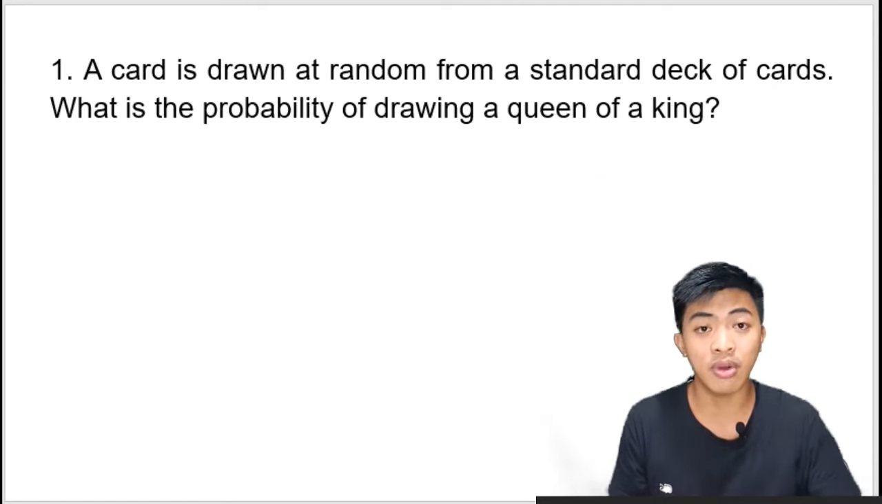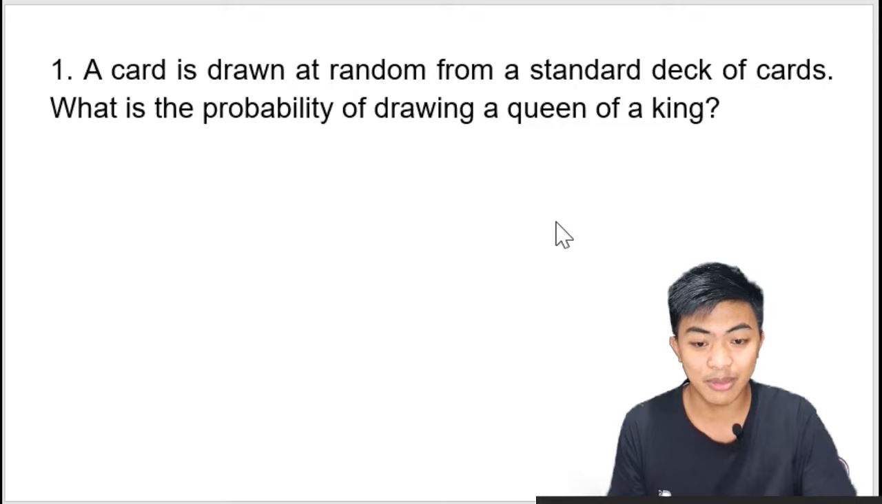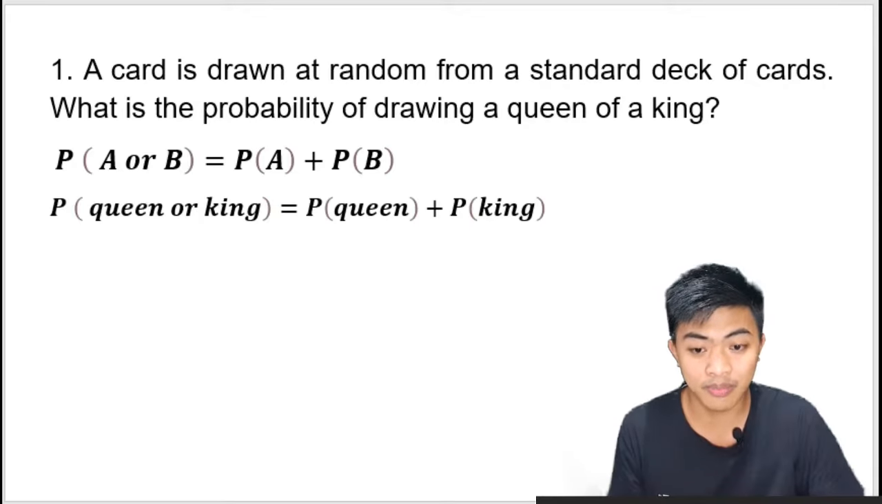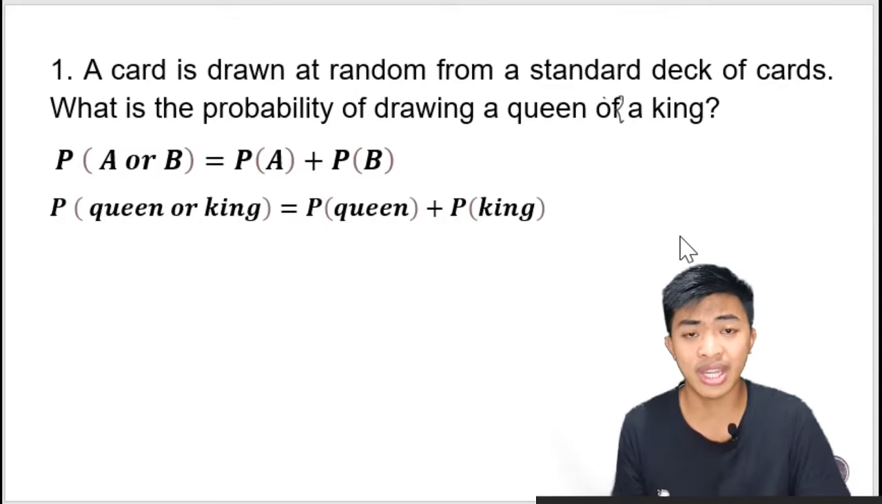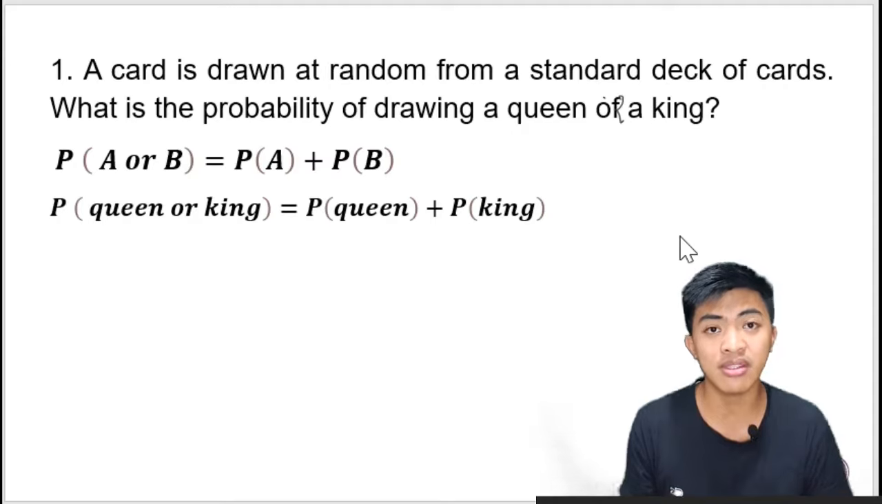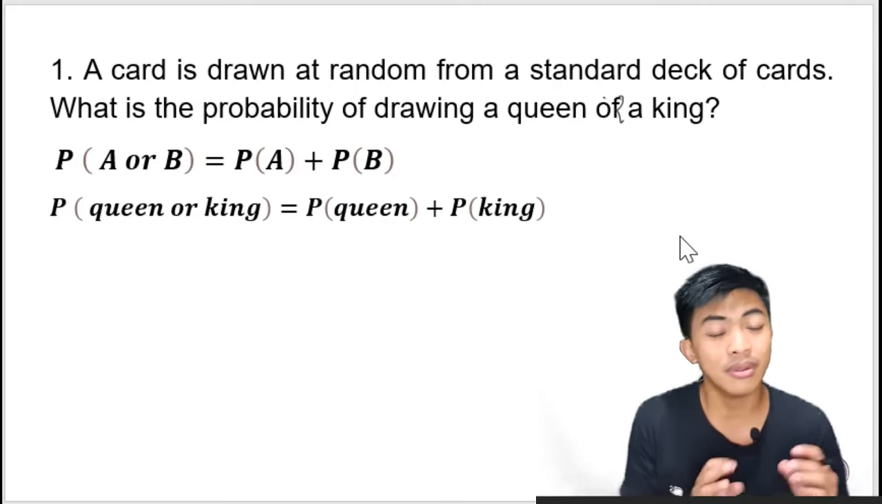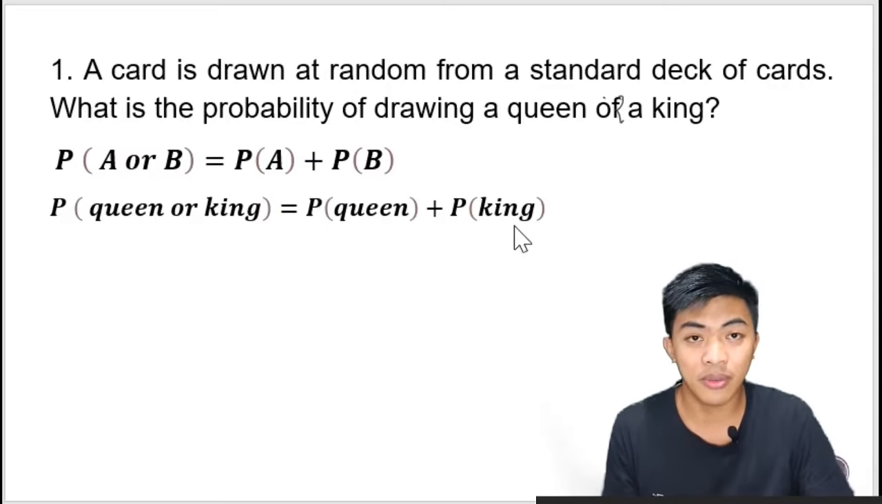A card is drawn at random from a standard deck of cards. What is the probability of drawing a queen or a king? Okay, I'm sorry, that should be or. And of course, drawing a queen and drawing a king, they are mutually exclusive because there is no card that is both a queen or a king. Okay, so we use a formula.